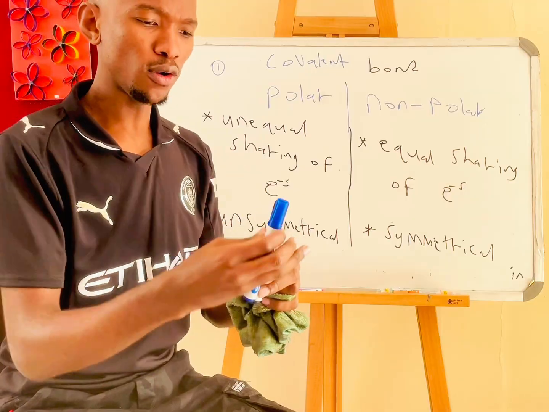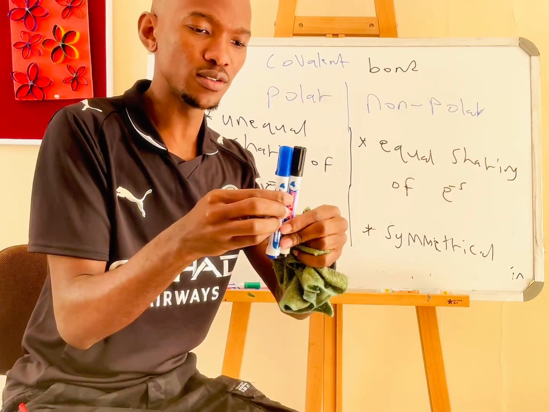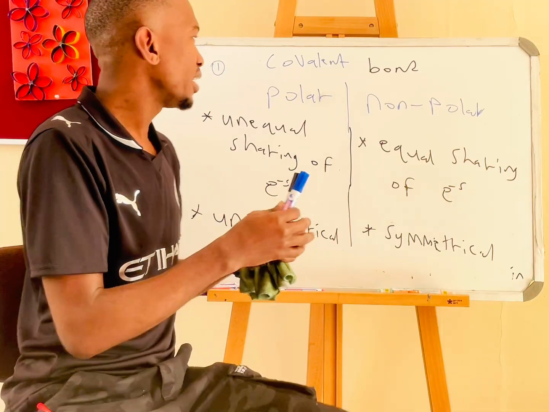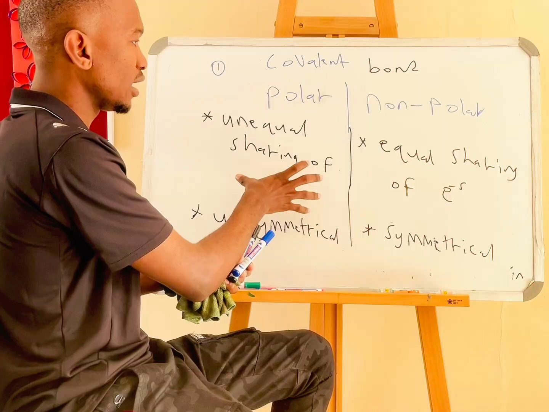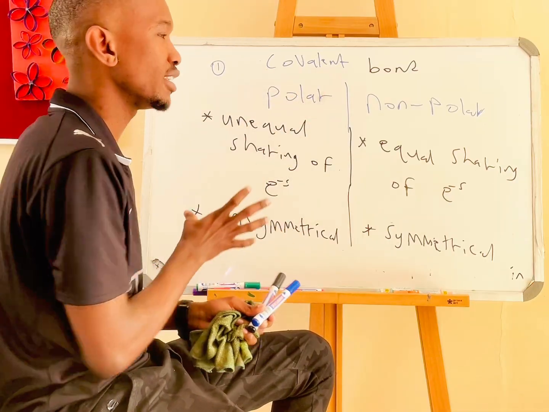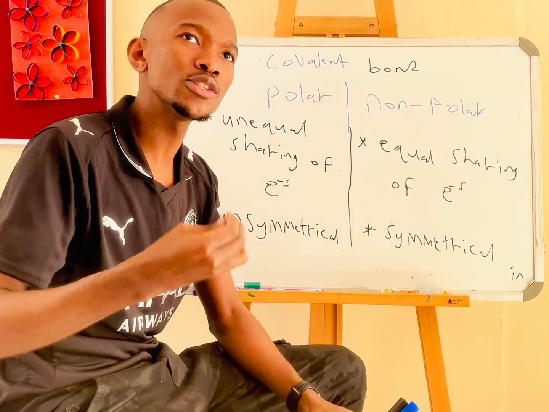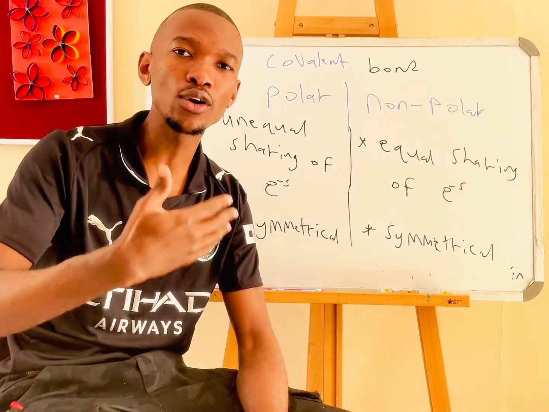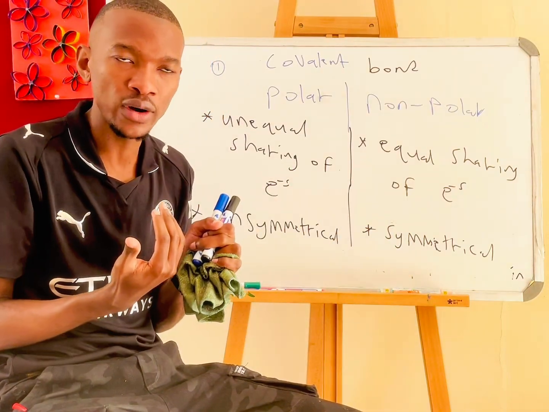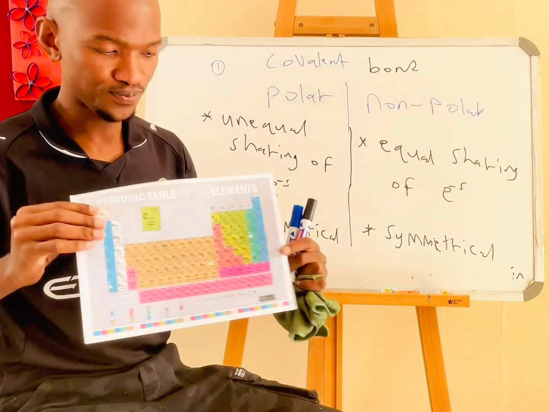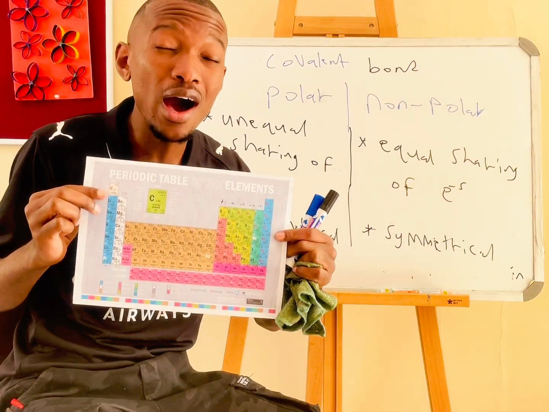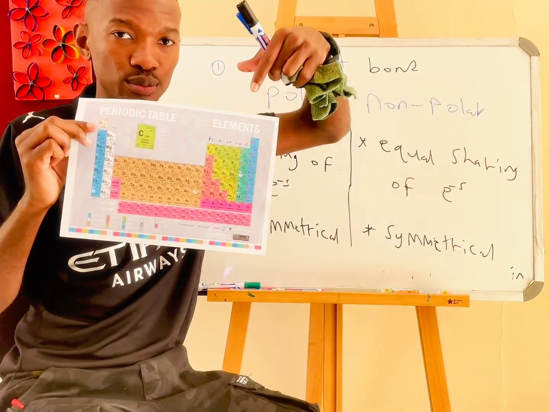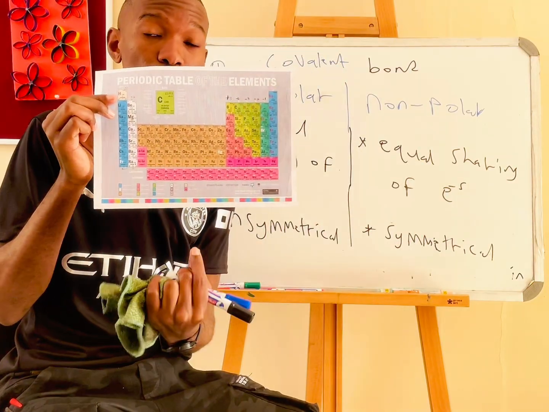Instead of let's all be in the middle, the other one will be like, no, you come on my side. The reason why there is unequal sharing of electrons in the case of polar is what we call electronegativity. What is electronegativity? Electronegativity is the tendency of atoms to attract electrons to itself. All right. So if you look at your periodic table, elements that have the highest electronegativity are on the right and also on the top of the periodic table, because it increases from left to right and from the bottom to the top.